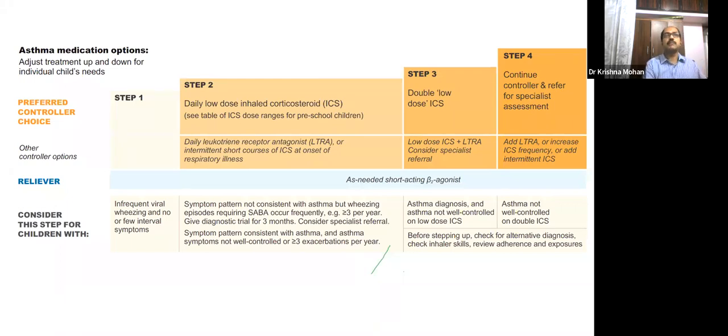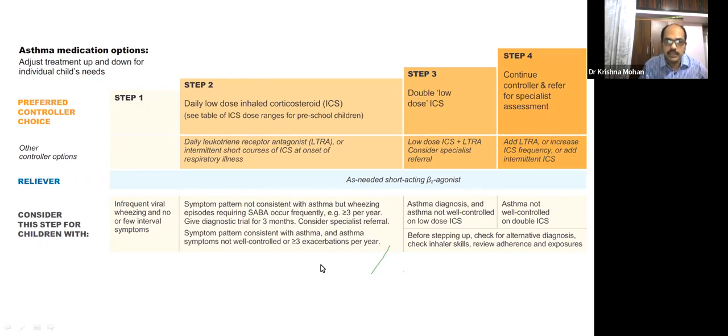But when the patient is getting recurrent attacks, every month is coming twice or thrice, then it is the time to step up to step two. For step two, you have only one option here, daily low dose inhaled corticosteroids. So you start the patient on this budesonide 100 micrograms BD.